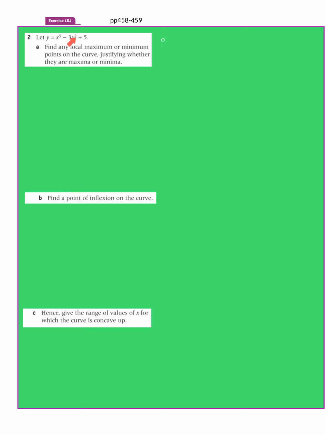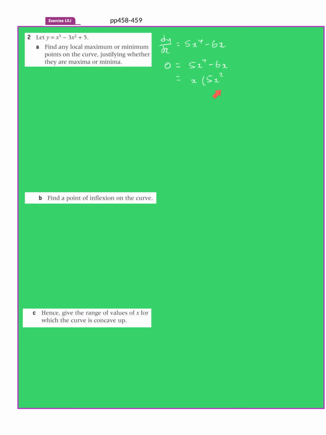Question 2, that's the function there. Find the local maximum or minimum points on the curve. So we're going to find the derivative. That'll tell us that. And then justify whether they are maxima or minima. Okay, the first step is to find the maximum and minimums. So we equate the first derivative to 0.